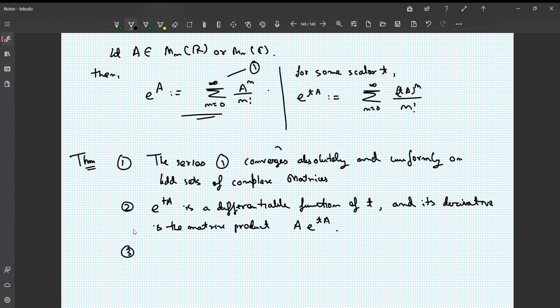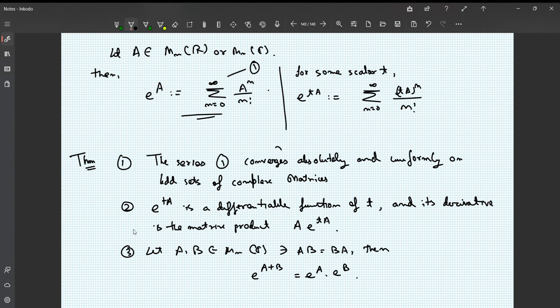And the third theorem says: let A and B be complex matrices such that they commute. Then the exponential law holds. That is, e to the power A plus B equals e to the power A times e to the power B. Okay, so these are the three important properties of exponential matrices.